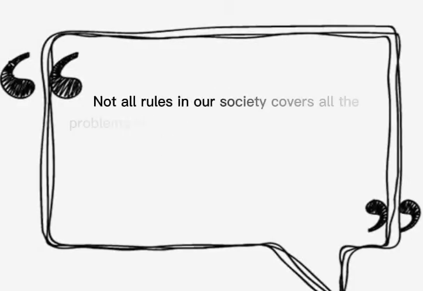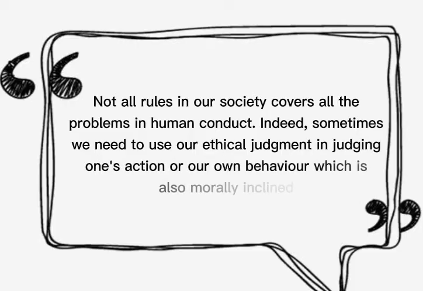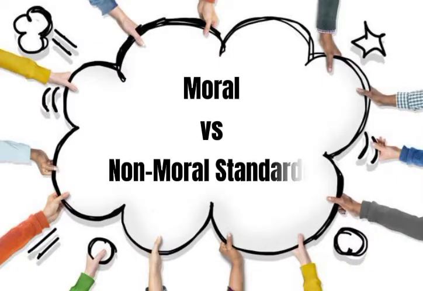However, not all rules in our society cover all the problems in human conduct. Indeed, sometimes we need to use our ethical judgment in judging one's action or our own behavior, which is also morally inclined. Now, we will proceed with our lesson for today. First, let us discuss the moral and non-moral standards. We all know that in our society, we have general and specific rules that control human behavior. Before we proceed with the lesson, let us watch this video first.